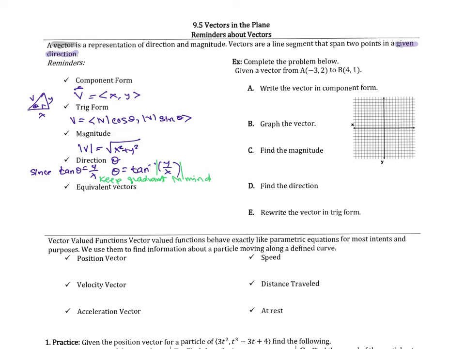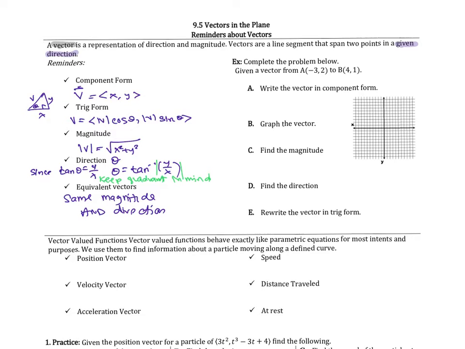Equivalent vectors are just any vectors that have the same magnitude and direction. So let's just quickly review.